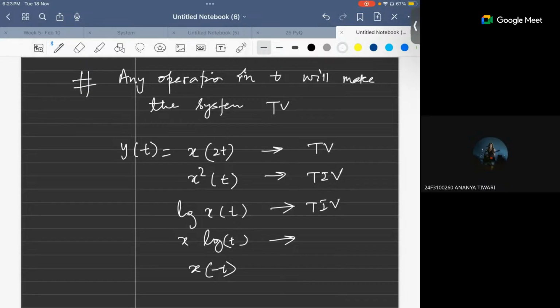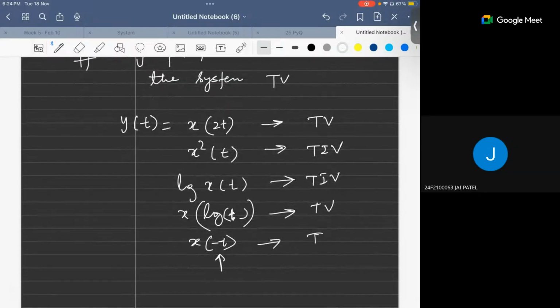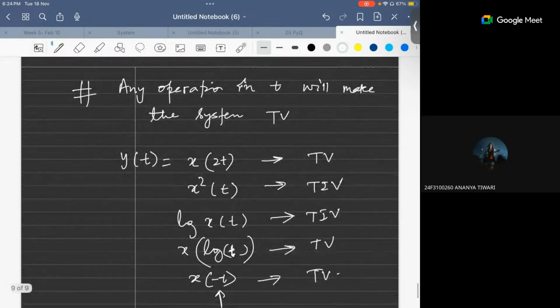What about this? Time invariant? This is not time invariant. This is time variant. Yeah, operation on t will make the system time variant. Similarly, operation on t will make the system time variant. Is this clear? Yes, sir. Anything that you are doing in t.